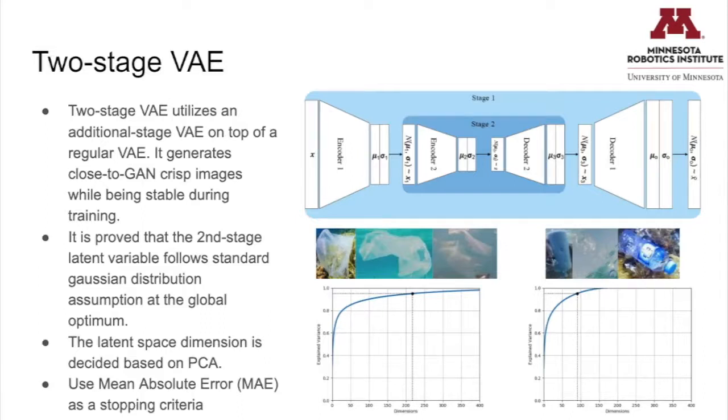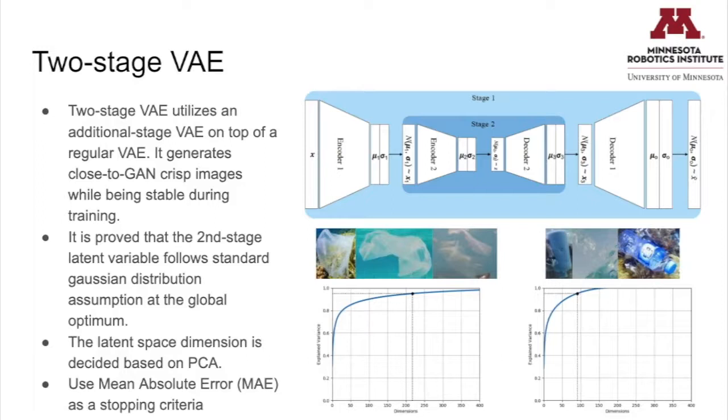To compensate for the weakness of the VAE models, we take the two-stage VAE model. It adds another VAE stage on top of a regular VAE, helping to generate close-to-GAN sharp images while providing stable training dynamics. It has been shown that the second-stage latent variable follows the standard Gaussian distribution assumption at the global optimum, and this is why it can generate sharper images compared to the standard VAE models.